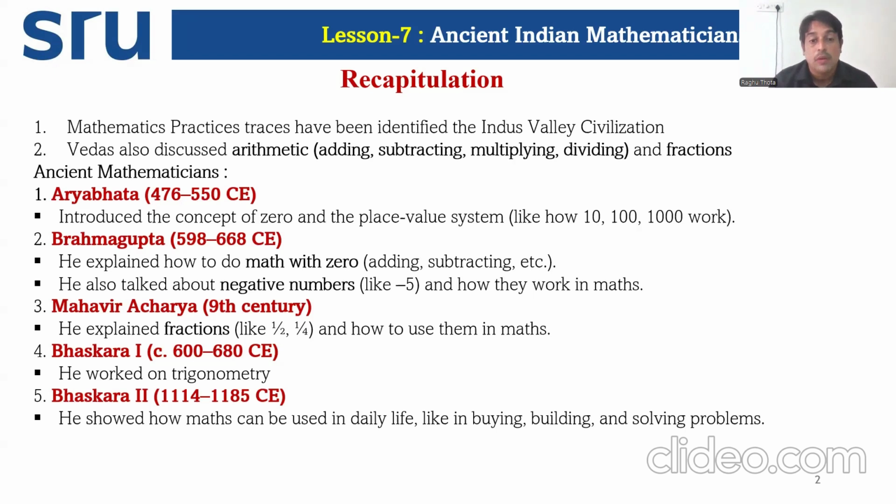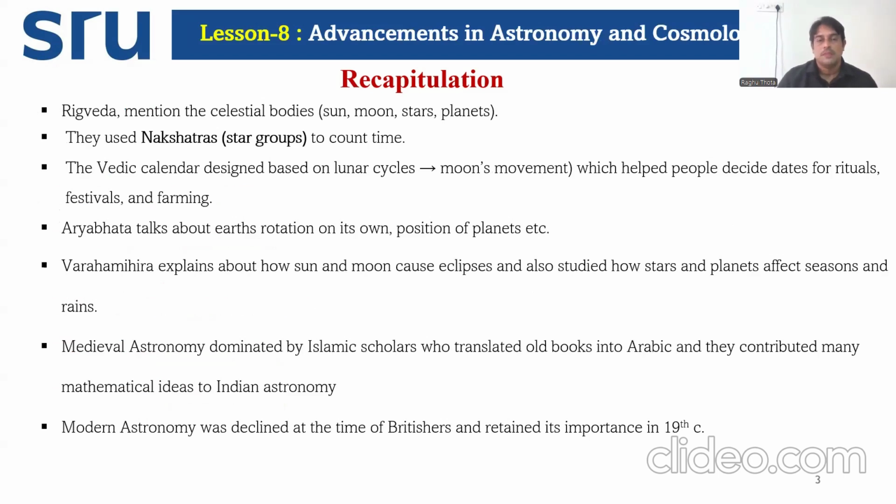Bhaskara 2 has explained how to use mathematics in daily life, such as for buying something, construction of buildings, or solving problems. These are all the different examples for that. So that is lesson number 7, Ancient Indian Mathematicians.